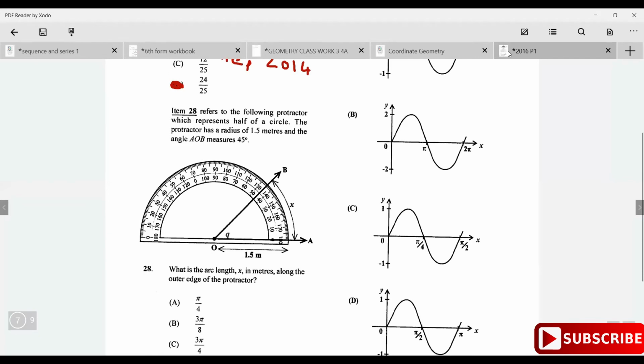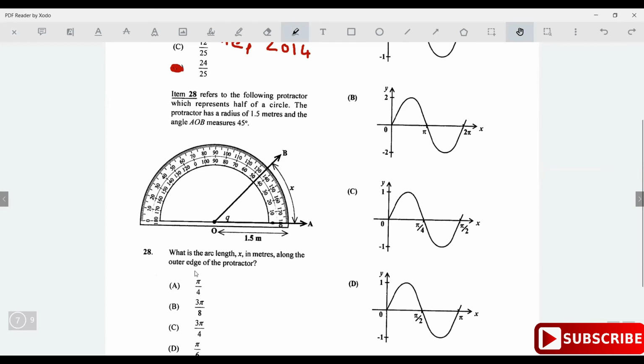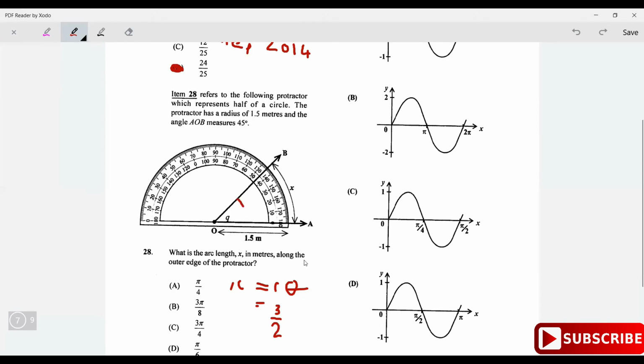All right, next question. It says, what is the arc length of x? Now, x is the arc length, and x is equal to r times theta. That's how you find x. What is r? r is 1.5, which is 3 over 2. What is theta? Theta is angle Q, and theta is 45 degrees, and 45 is pi by 4.